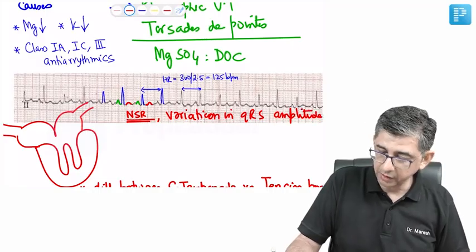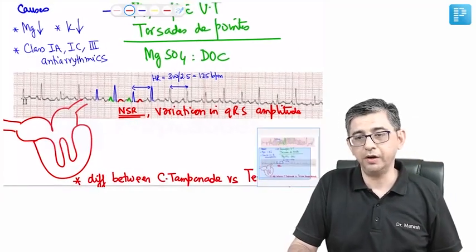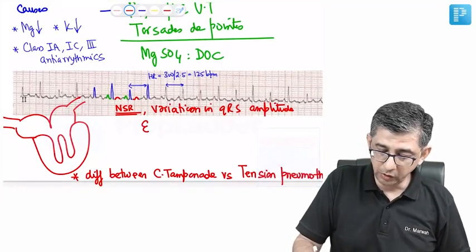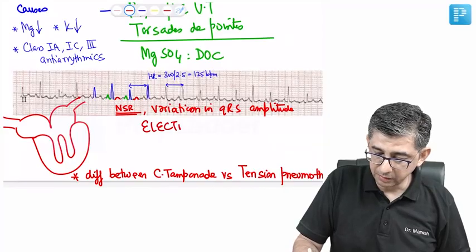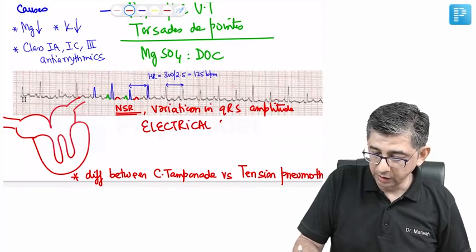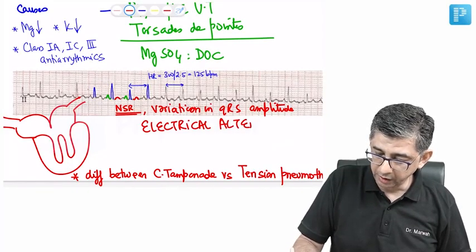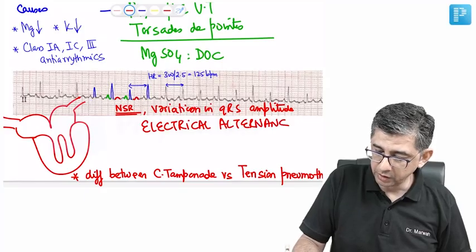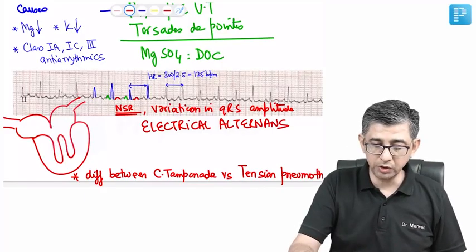But this is definitely not a polymorphic ventricular tachycardia. This would be called electrical alternans. Where would you be getting electrical alternans? You would be getting it if there is fluid accumulation around the heart. That would be pericardial effusion.